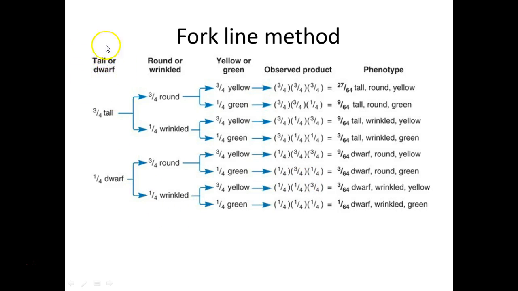So the 2 possibilities for tall or dwarfed are 3 to 4 or 1 to 4. And then your next line, right, are the 2 possibilities for the next trait. But you have to do that for each of the possibilities. So the lines keep forking, hence the fork line method. So that you get all the way to the end, and you have all the different probabilities for the different phenotypes that you would see. Now, if we were to do genotypes, this would be much more, right?